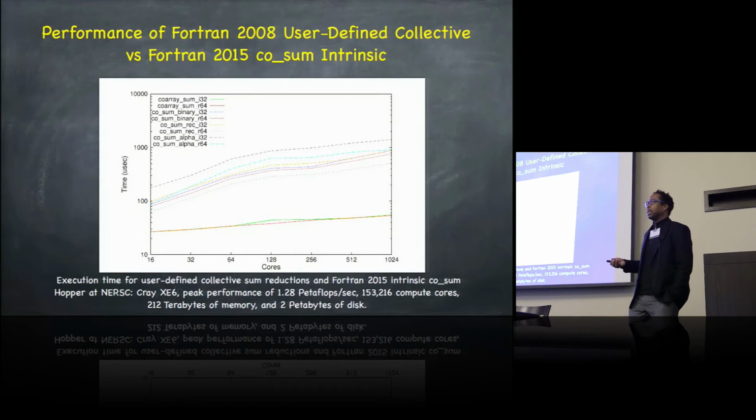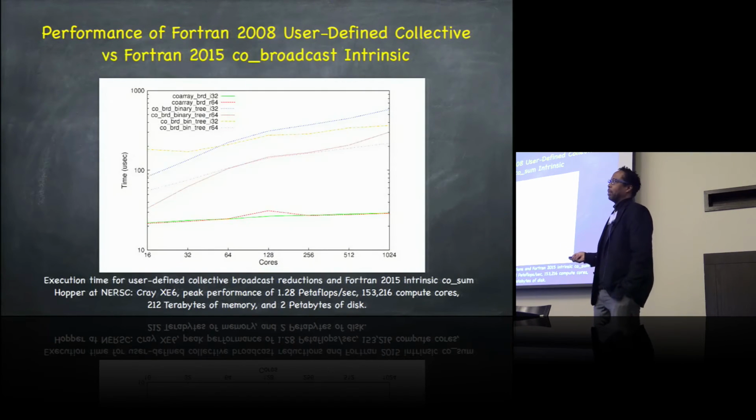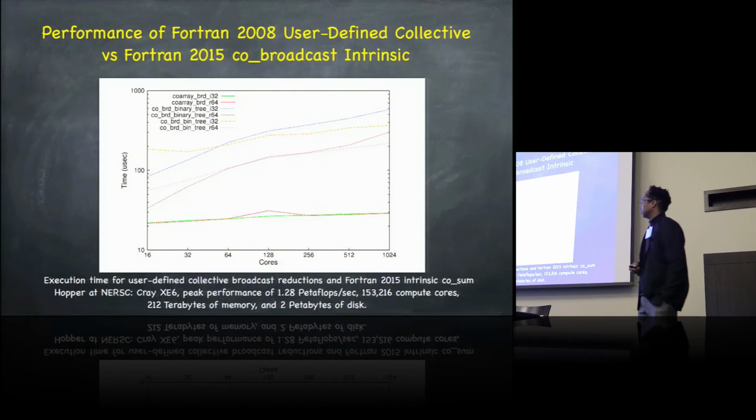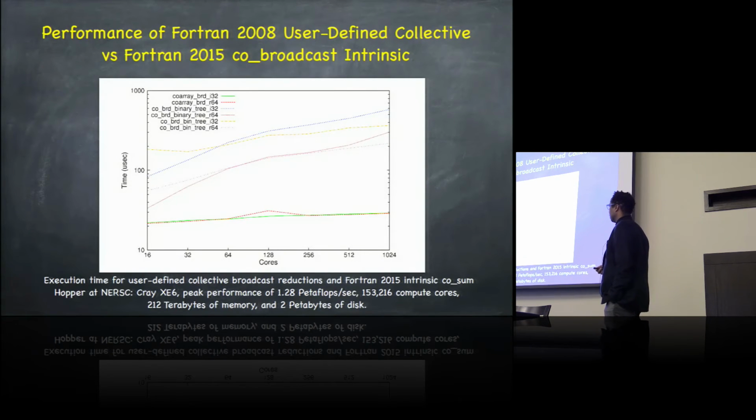And the basic reason is because when you're doing these collective operations, there's so many variables you have to take into account related to message size and network topology. So the important thing is you want to be able to have collectives that you can call. This is a similar plot for co_broadcast. We've got a binary tree algorithm here and a binomial tree algorithm, and we're comparing them to the language intrinsic collective. And again, you can see there's a significant difference in performance.